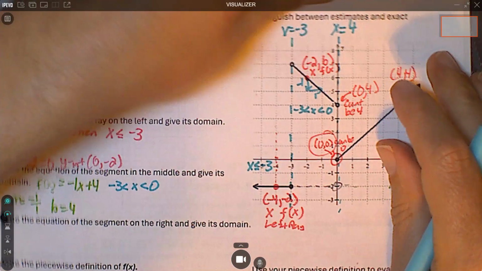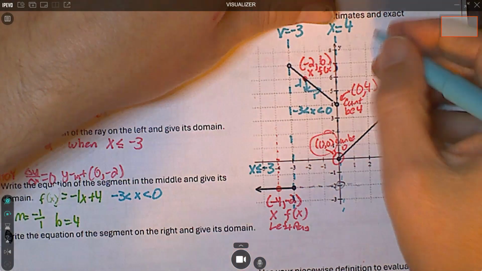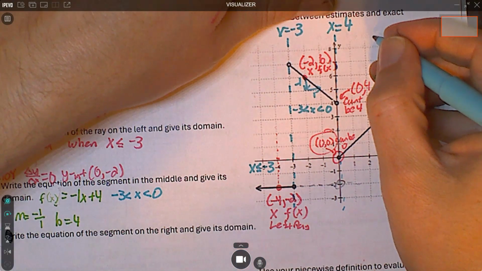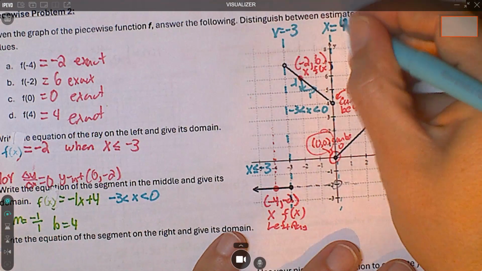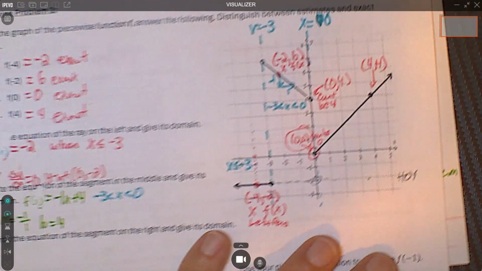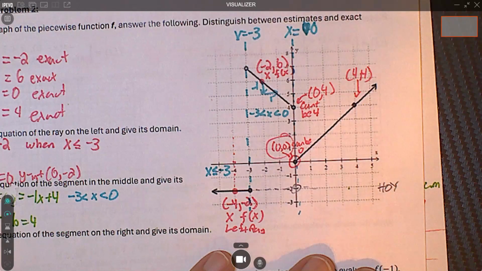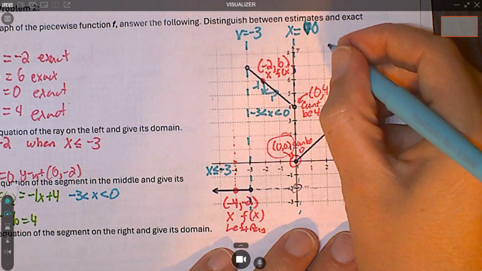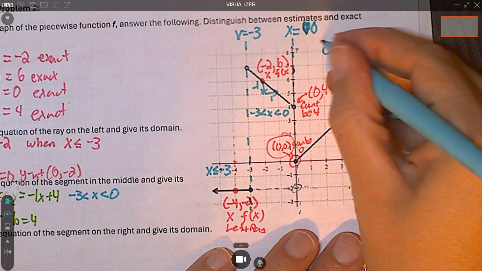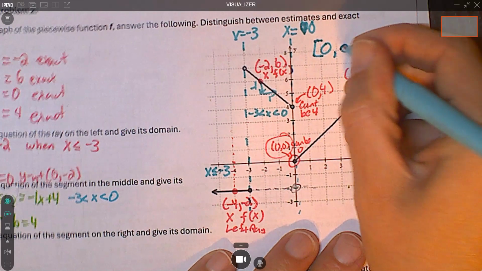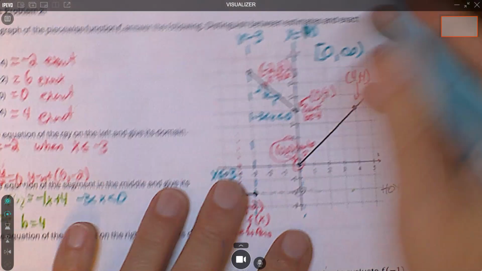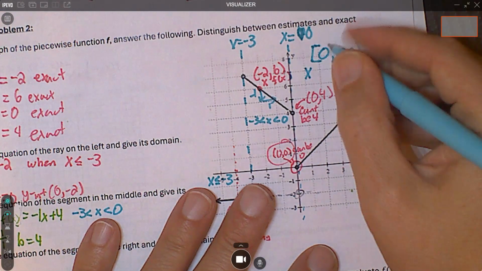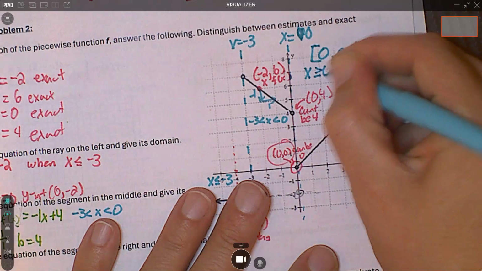Okay, so here that arrow means it's going on for infinity. So what do I put for x? X is 0 there. Sorry. X is 0. So we're going from 0 to positive infinity. Or you could say x's are greater than or equal to 0.